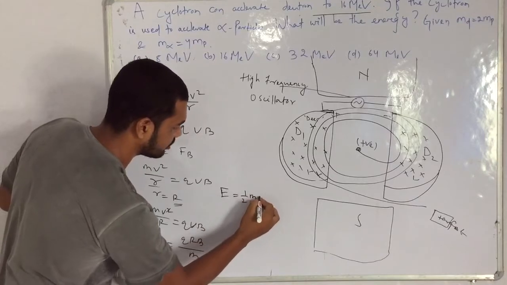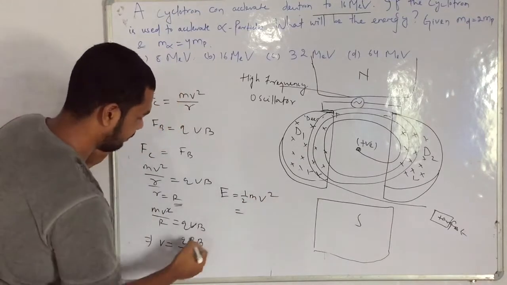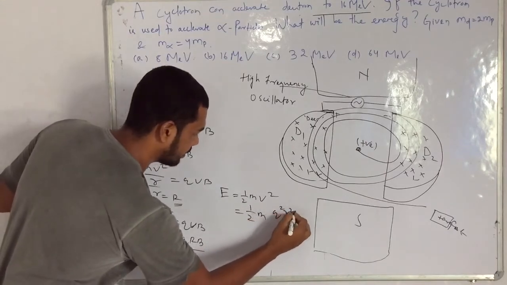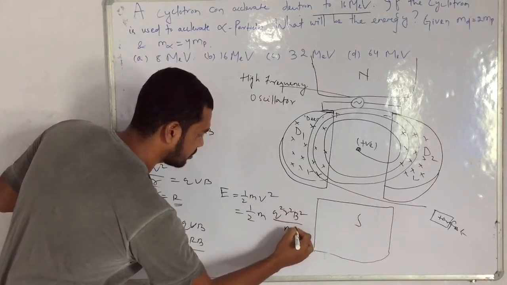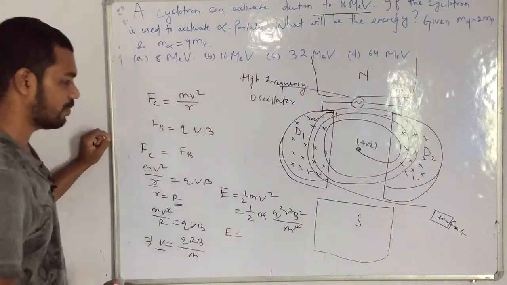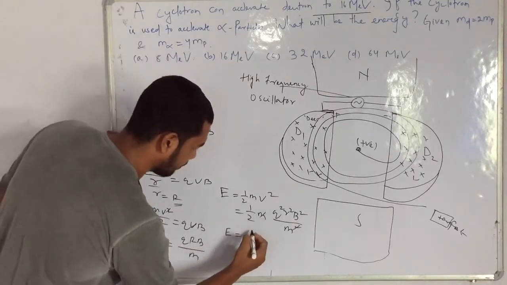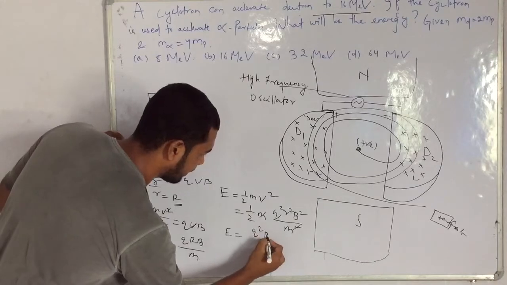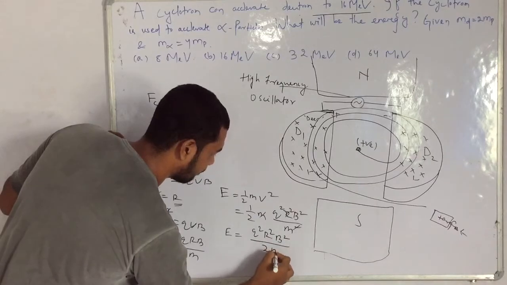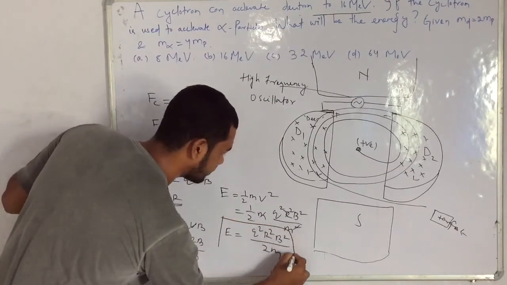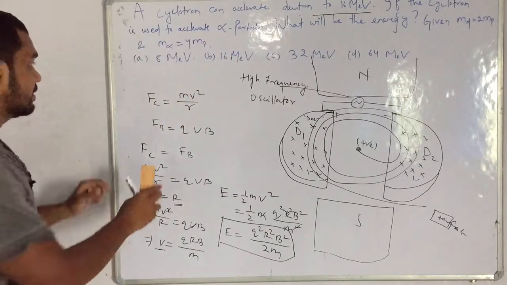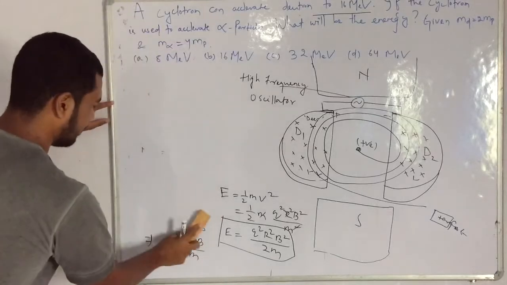Using the velocity expression, we can find the total energy of the particle, which is equal to half mv square. Replacing the value of v here, you will get half m q square R square B square upon m square, from which the final energy expression is q square capital R square B square upon 2m. So this is the required expression which we have to use to solve this problem. Okay, so let's see the solution of this problem.